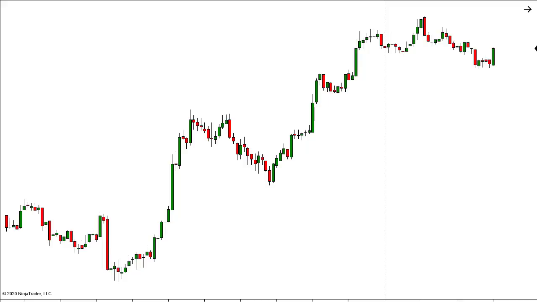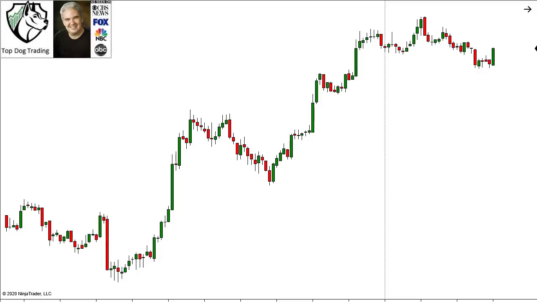Today we're going to talk about Andrews Pitchfork, one of my favorite drawing tools in all of technical analysis. So let's jump right into it. For some reason, I don't see a lot of people talking about this anymore. Rarely do I ever hear anyone talking about it.